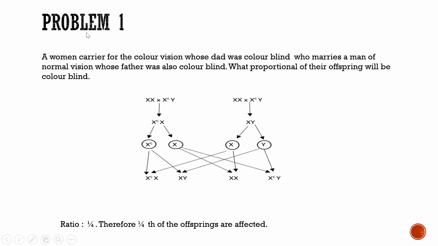So here you can see this is the carrier female, because only one X chromosome, she's a carrier, means only one X chromosome will be carrying that mutant gene. And they have written her father was color blind. So only one X is there, so he will be affected. She's going to marry a male who is normal, but his father is color blind.